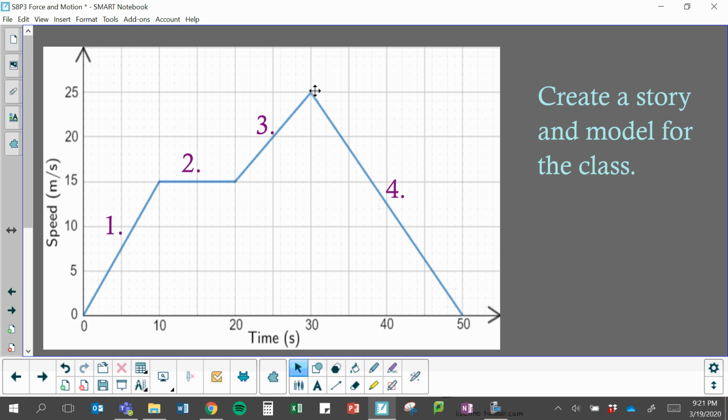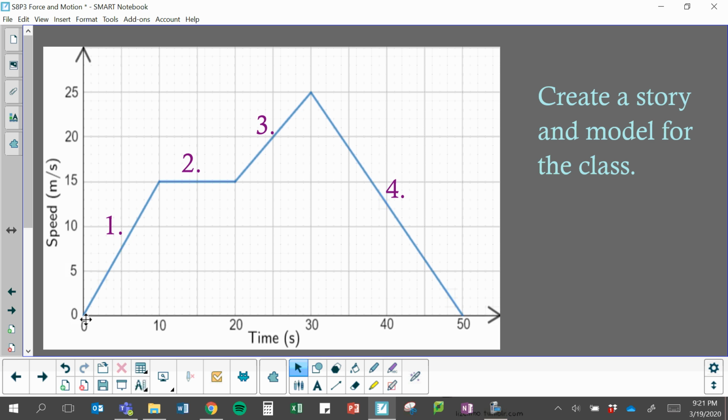And then at 4, now our slope is negative, but this doesn't mean that we've turned around like it does when it's distance. This means we're getting slower. 25 meters per second, 20 meters per second, 15 meters per second, 10 meters per second, 5 meters per second, 0 meters per second. So this means we are slowing down so much that we finally stop at the end.